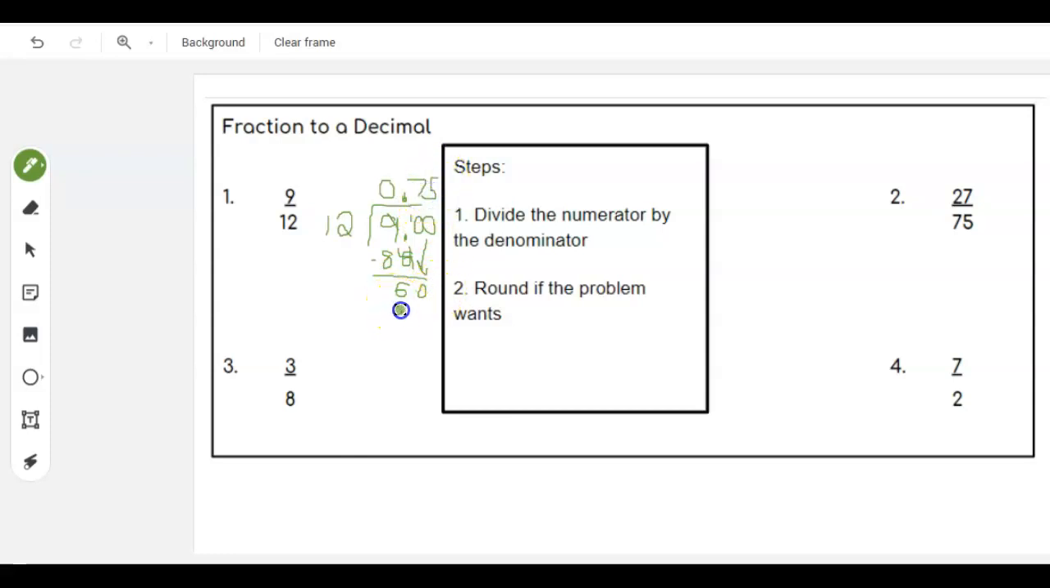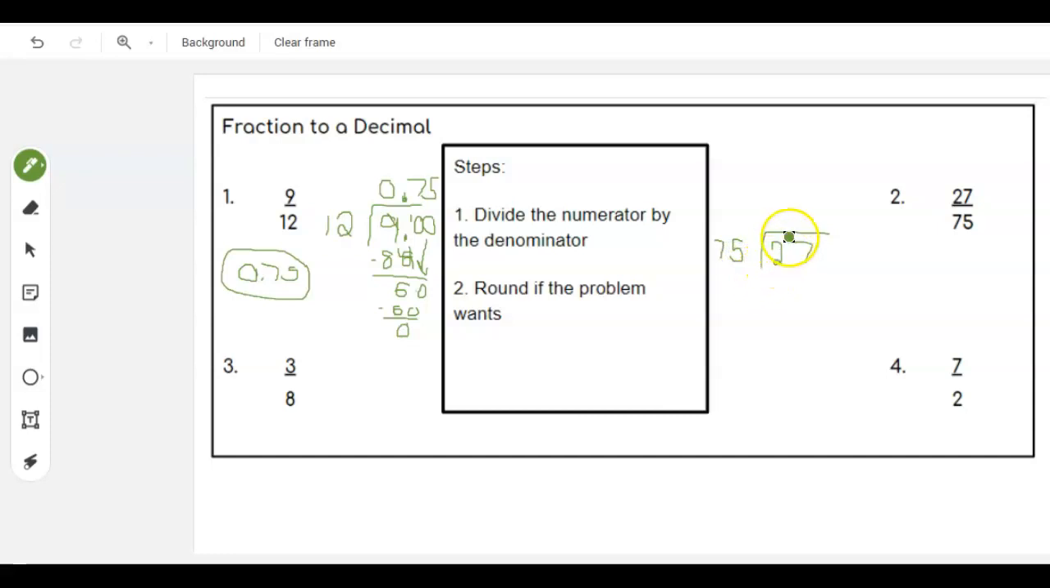Goes in 60. And I know I'm done because I have a 0 at the bottom, okay? And I have no numbers to pull down. So 75 hundredths, okay, is my answer. Pause the video, see if you can do 2, 3, and 4 by yourself. All right? If you're a little confused, I'm going to start talking about 2. 27 goes in the house because it's on top, 75 outside.